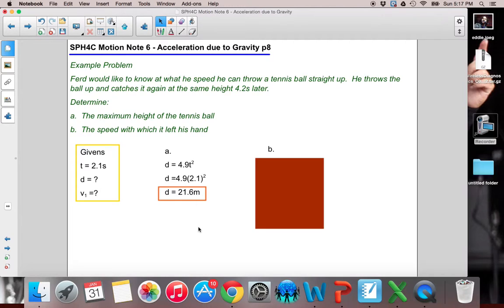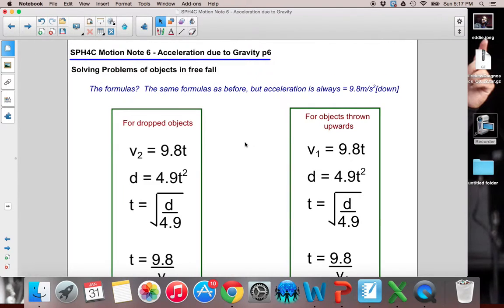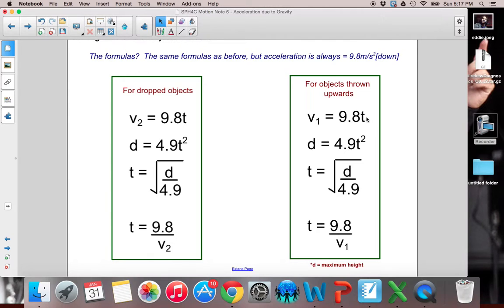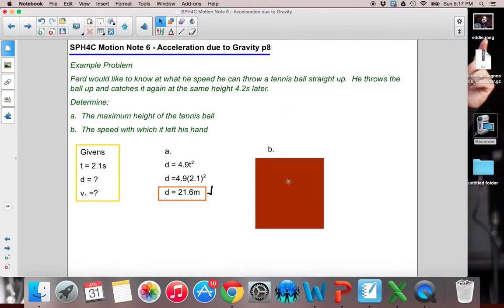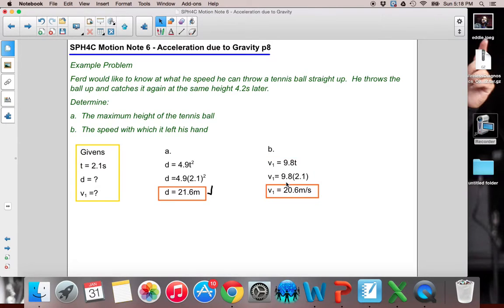Okay? So he can throw it 21 meters in the air. And then the second thing we're looking for is what speed it left his hand. Looking back at the formulas, that would be V1. So we know it's moving up for 2.1 seconds. So 9.8 times 2.1 is the speed with which it left his hand. Okay? So it left his hand at 20.6 meters per second. Good work, Ferd. Good work, us.